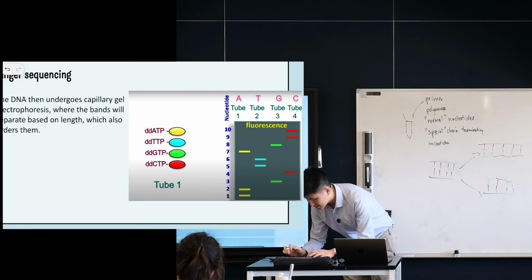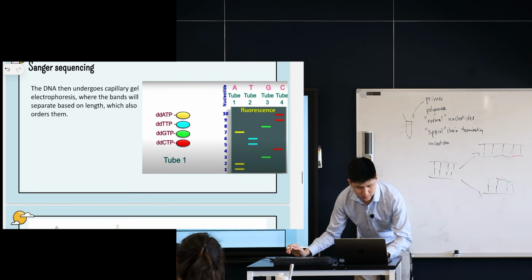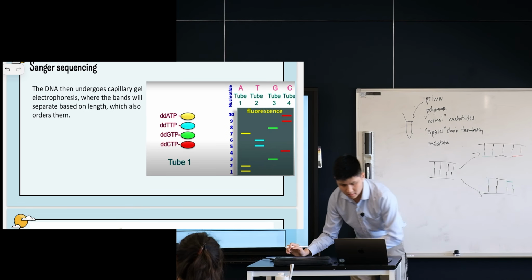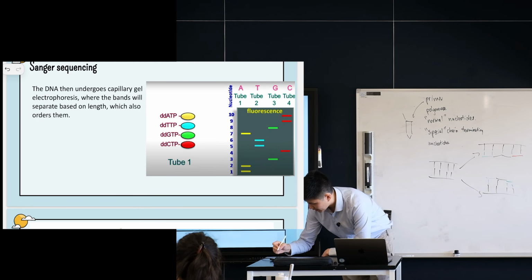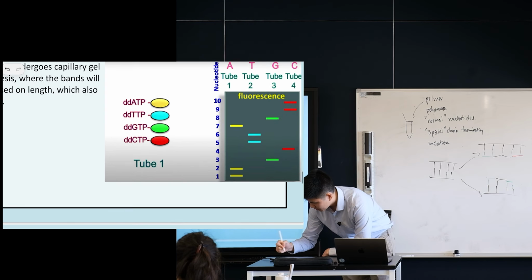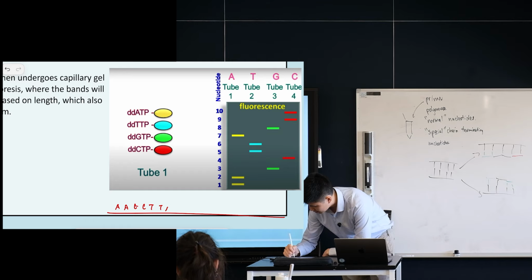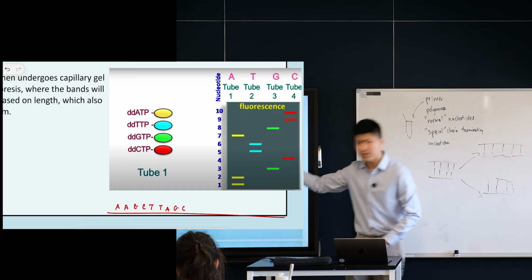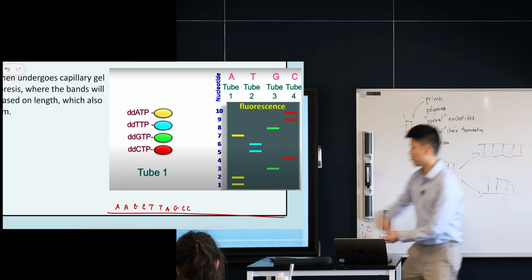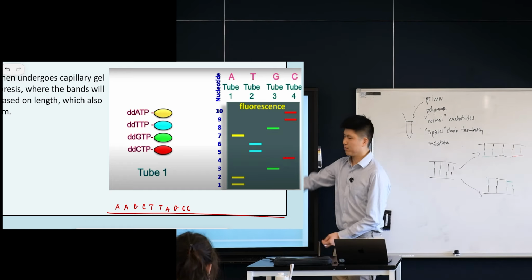So just looking at this band, I can look at the sequence. The sequence from left to right would be A, G, C, T, T, A, G, C, C. Does that make sense? Can we see how you got that? I literally just read it in order from bottom to top.